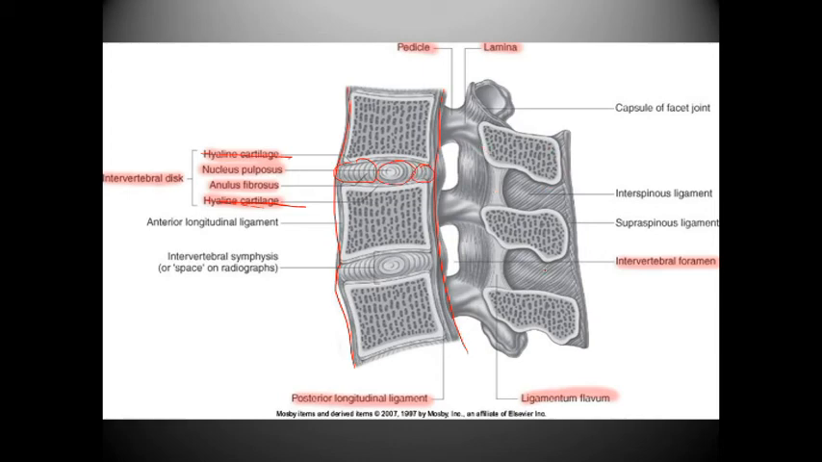Then we do have ligamentum flava, spinous process, lamina, and the pedicle. And I do believe that is all that we need to actually understand from this image.